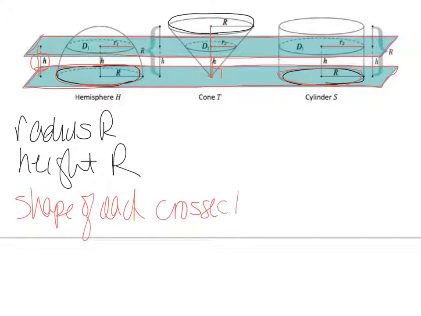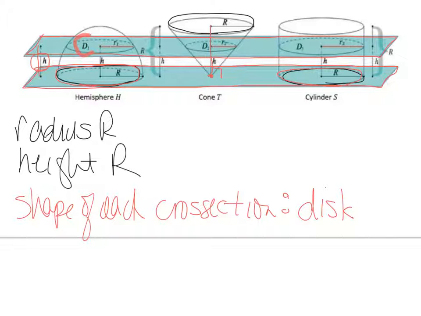That's an easy one. The shape is a disk. We're going to call it a disk today because we're being very precise. So each cross-section is in the shape of a disk. It looks like the cross-section of the cone is going to be the smallest, just visually, and the cross-section of the cylinder is going to be the biggest, and the cross-section of the hemisphere is going to be somewhere in between the two.